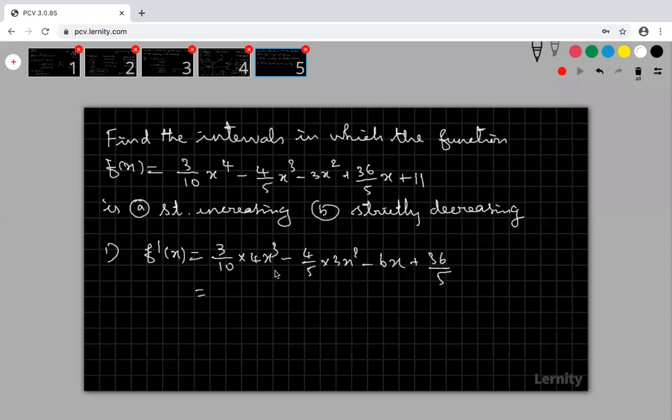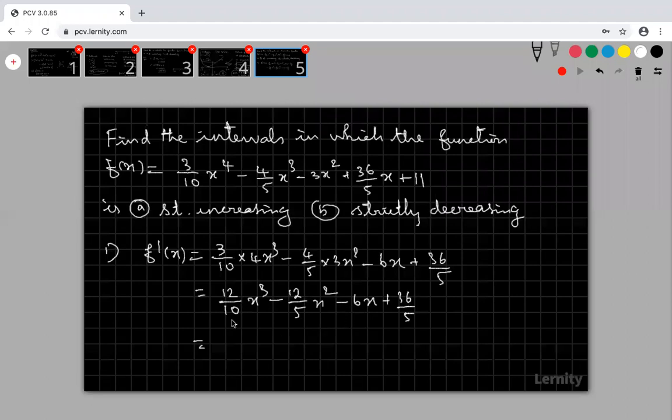Now factorization. How to factorize, sir? Look here. This is 3 fours are 12 by 10 x cube, this is 12 by 5 x square, this is minus 6x, this is 36 by 5. In each of the terms, 6 is common: 36 is 6 into 6, 12 is 2 into 6, and 6 is there. Similarly, 1 by 5 is common here, here, and here. Only the term minus 6x does not have that 1 by 5.